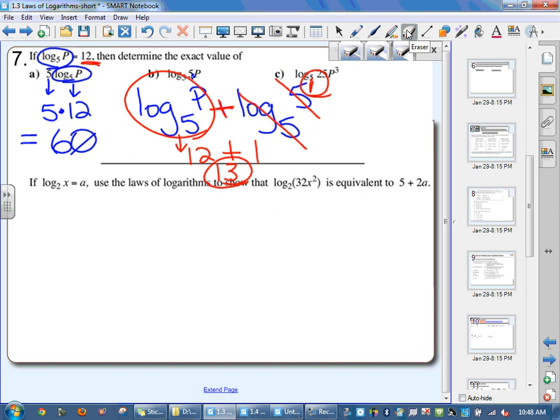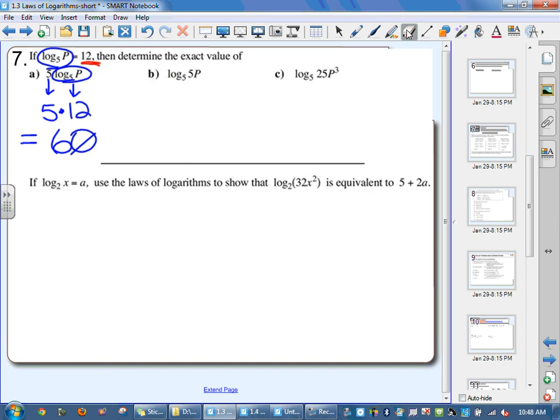Okay, letter C. We see a couple things. We see log base 5 of 25 p cubed. So we know that it was 25 times p cubed, correct? Okay, so I'm going to separate that the way I did letter B. So that's going to give me log base 5 of 25 plus, because they're multiplying, log base 5 of p cubed.